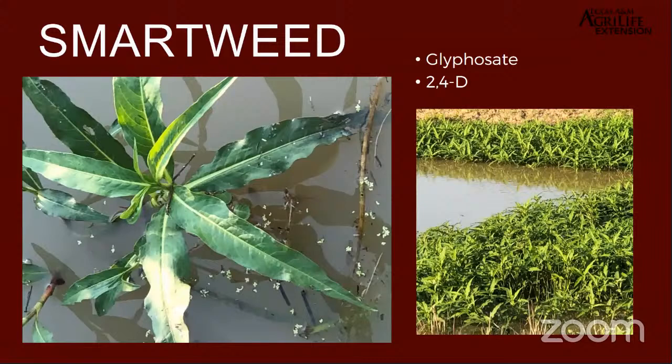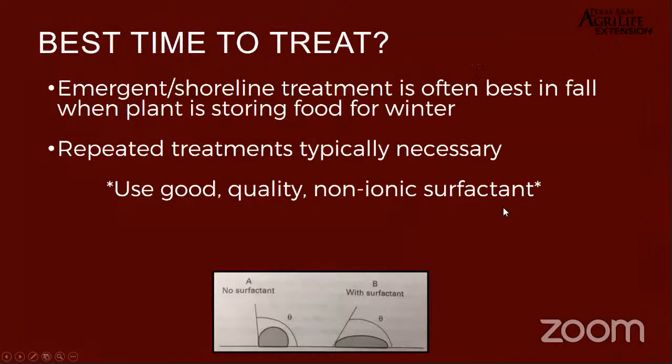Here's just some more pictures of SMARTWEED. It can get pretty far in the water column, and depending on what species it is, it can persist in the water column for a long period of time. And of course, you can see how it's taken over along the bank over here.